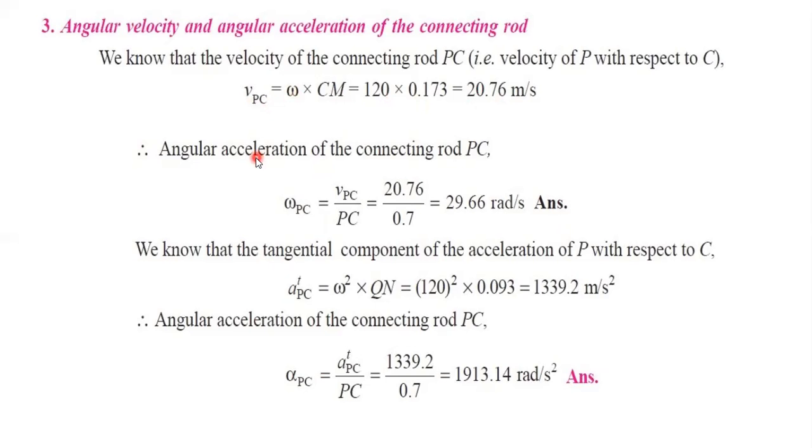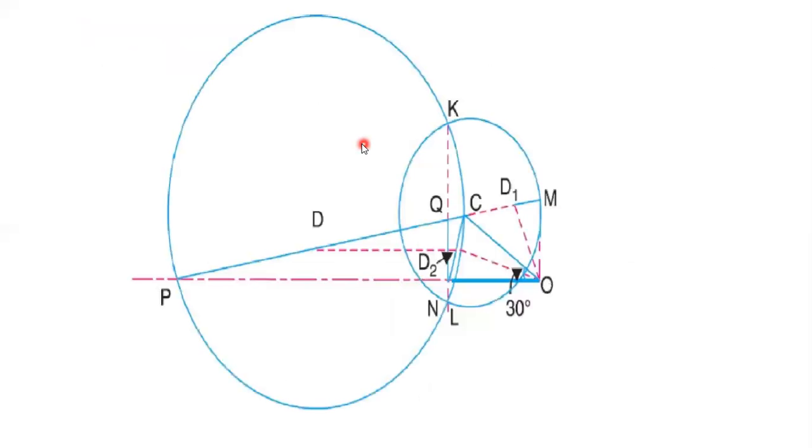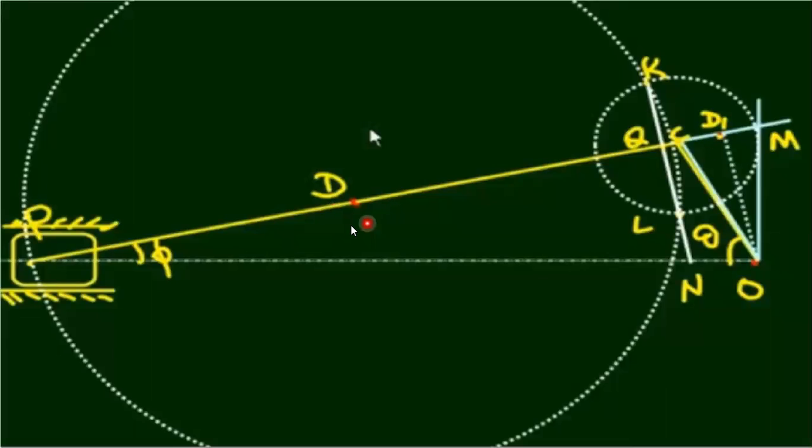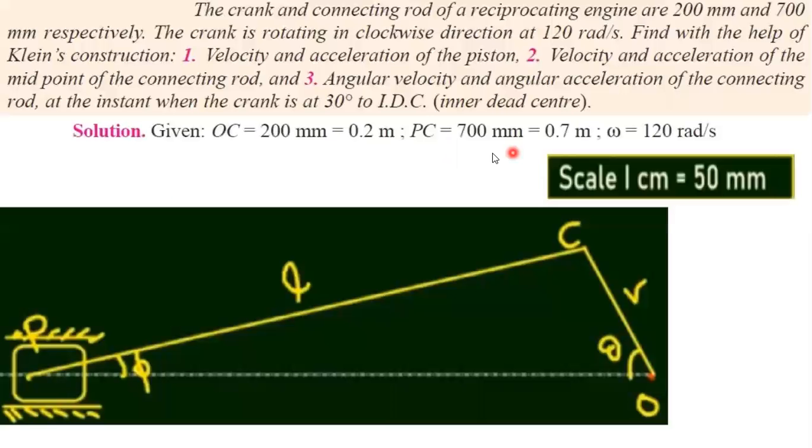Now, it's actually a small mistake. It's angular velocity of the connecting rod, not angular acceleration. It's angular velocity of the connecting rod PC. So omega PC is nothing but the velocity of the connecting rod divided by PC. So we got the velocity value, and just divide that value by the connecting rod length. The connecting rod is 700 millimeter, so the length is 0.7 meter.